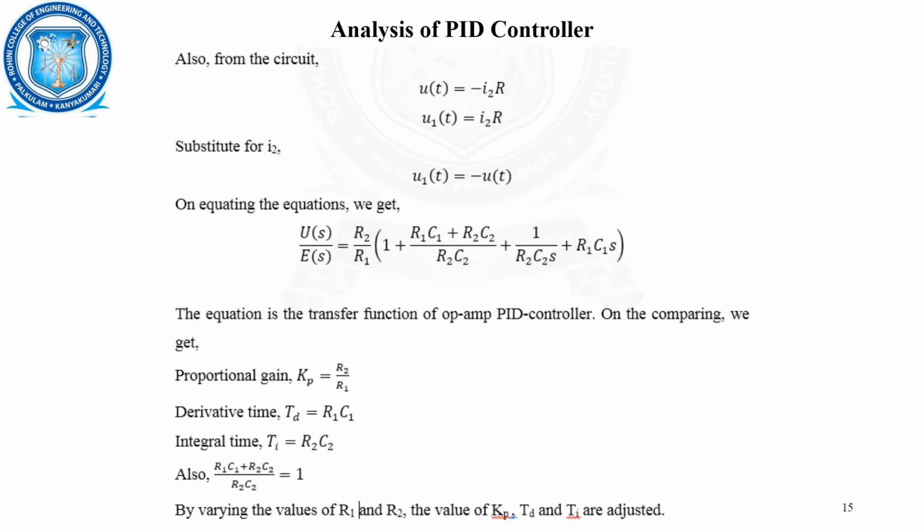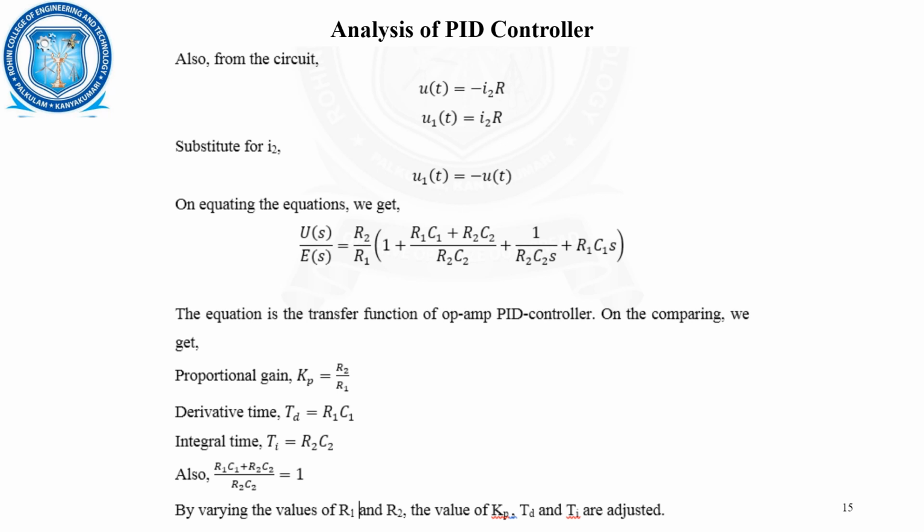So here we can come to a conclusion that Td value is R1C1. Here the derivative time Td is R1C1. Similarly, the integral time Ti is equal to R2C2. Here we have integral time Ti is equal to R2C2, and the rest here outside, if the Kp value is R2 by R1, so the Kp value is R2 by R1.